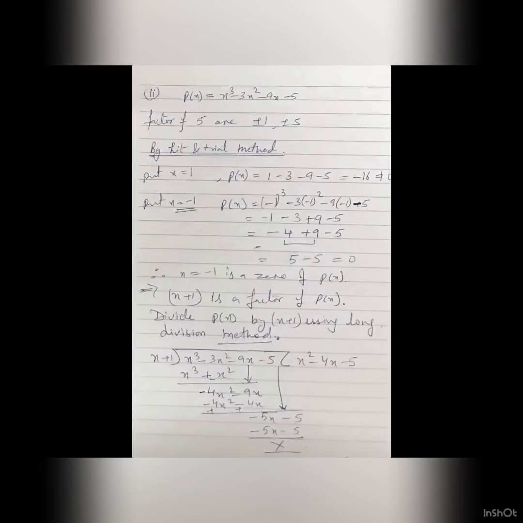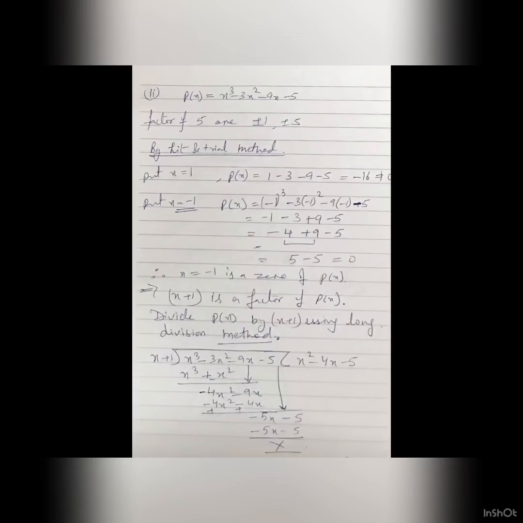Minus 3x square minus 9x minus 5. Here the constant term is 5. Factors of 5 are plus minus 1, plus minus 5. So let us try hit and trial method. If I replace x by 1 in px, the value of px is minus 16, which is not equal to 0. But if I replace x by minus 1, the value of px is 0. Therefore x is equals to minus 1 is 0 of px. Now it means x plus 1 is a factor of px. So we have one linear factor of px using hit and trial method.